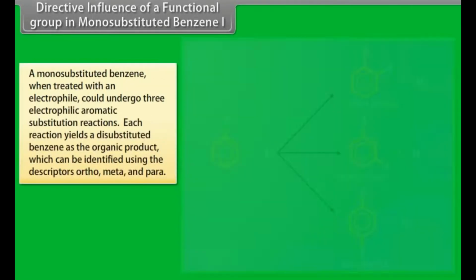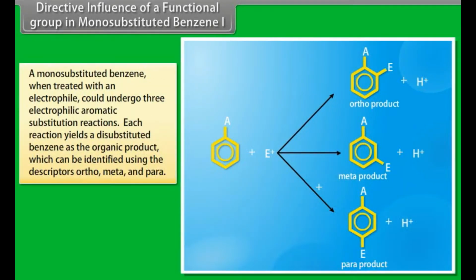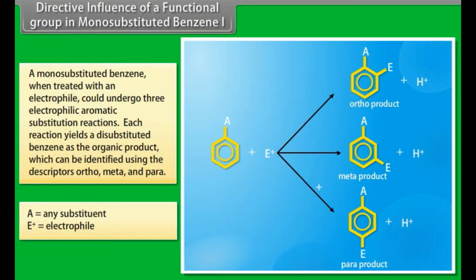Directive influence of a functional group in monosubstituted benzene 1. A monosubstituted benzene, when treated with an electrophile, could undergo 3 electrophilic aromatic substitution reactions. Each reaction yields a disubstituted benzene as the organic product, which can be identified using the descriptors ortho, meta and para. A is equal to any substituent. E+ is equal to electrophile.